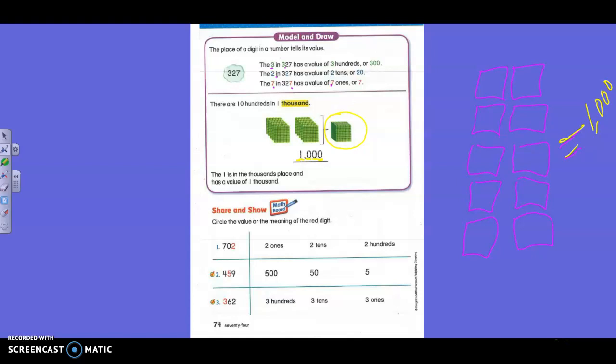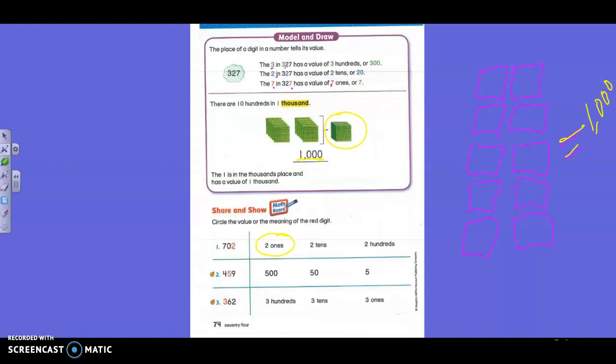You're going to circle the value or the meaning of the digit that's in red. So number 1, the digit in red is what? 2. Okay, does that mean 2 ones, 2 tens, or 2 hundreds? 2 ones. It's in the ones place, right? Yes. Okay.